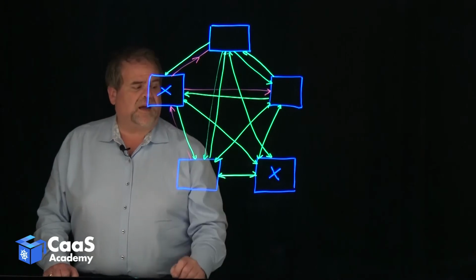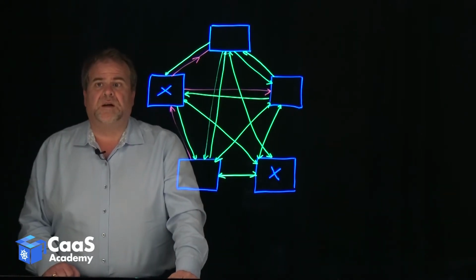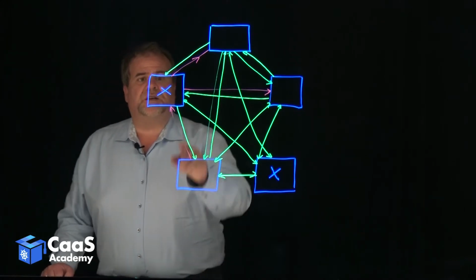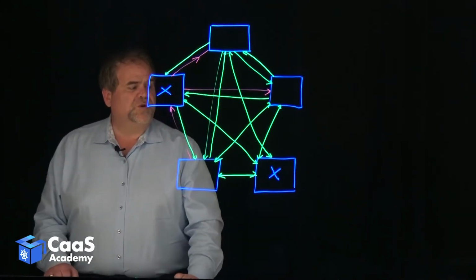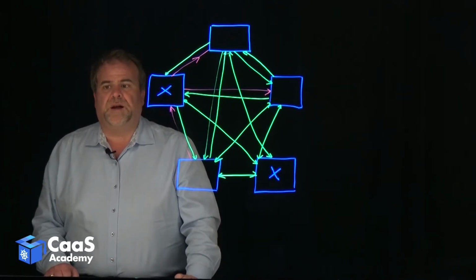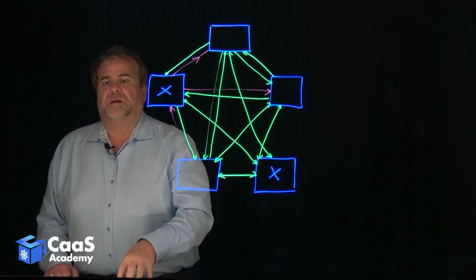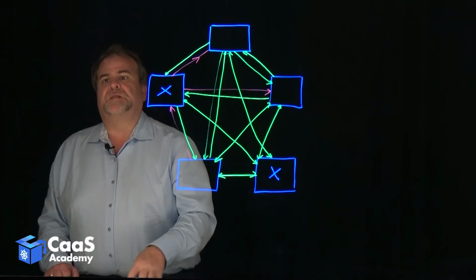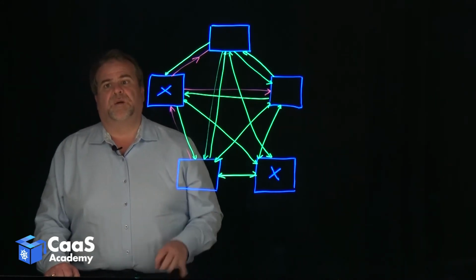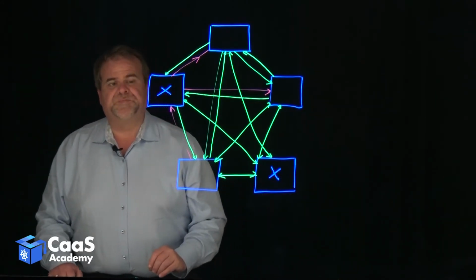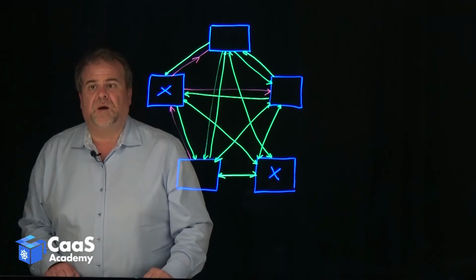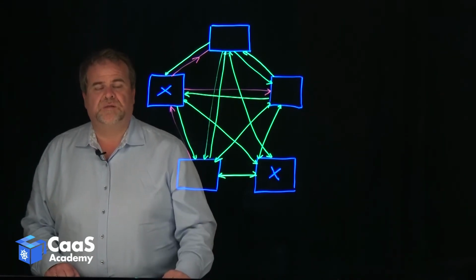I should not allow these yellow lines to exist. The only connections that should exist are the blue, or the green, and the red lines. All other connections should be blocked. That's the concept of least privilege, which is a key part of something called zero trust networking, which we're going to talk about later in the series. So now, how do we do this?